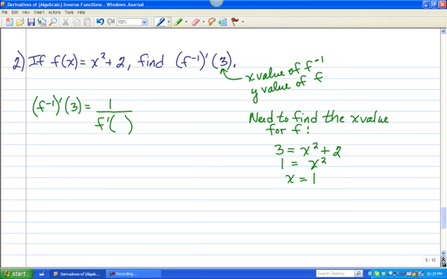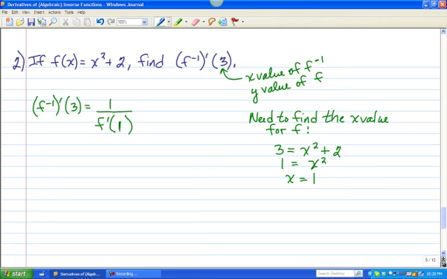Now you might be asking yourself, why isn't it also negative 1? Remember that these have to be functions, so we can't have two answers. So we go with the principal square root, and that will be pretty common when you come across these. Now we know we need to find f prime of 1.